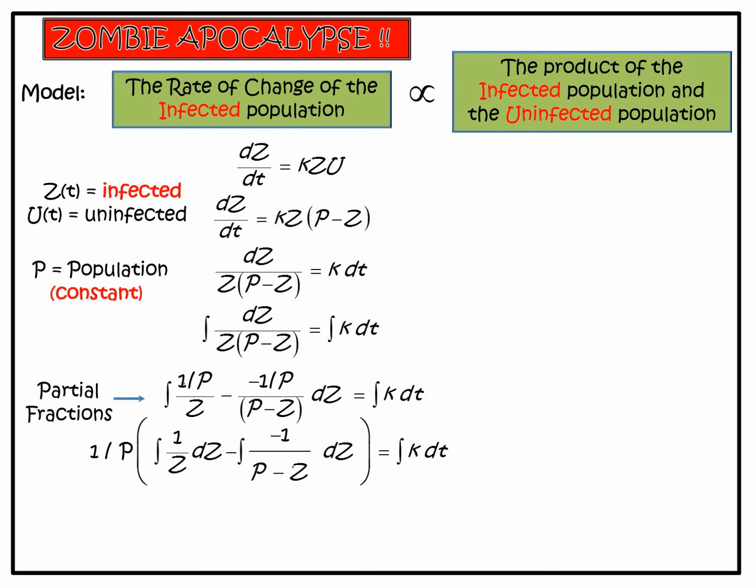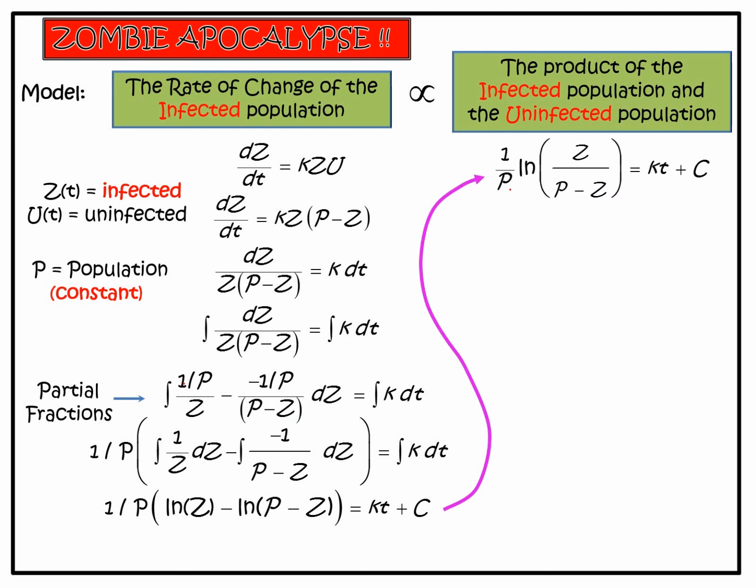Now this side looks like g prime over g. So we've got our 1 over P out in front, and then the integral of 1 over z dz is the log of z, and I don't need absolute values because z is positive. And then we've got g prime over g, so it's going to be the natural log of P minus z. Again, P minus z has to be positive, since the population is bigger than the infected portion of the population. On the right-hand side, we integrate and get k times t plus our constant of integration. So remember that subtraction outside the log is what inside?